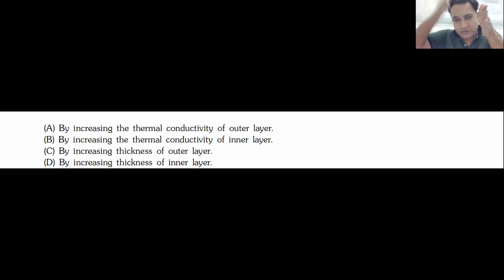You have 1, 2, 3: inner layer, outer layer, and the middle layer. The inner layer is at 1000 degrees Celsius, and the outer layer is at 100 degrees Celsius. That's it. And you have to decrease the temperature of the interface. That's it. I'll give you 2 minutes.